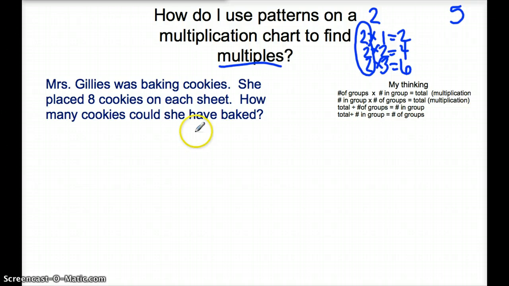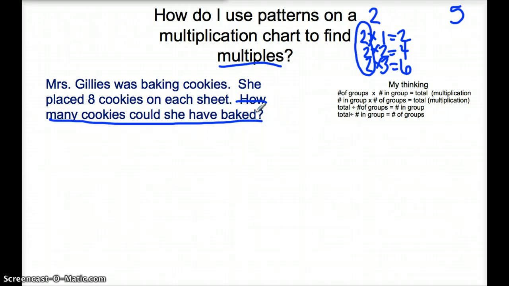Okay, the who in this problem is Mrs. Gillis. And what is she doing? She's baking cookies. And I can get that picture in my head. I can see that she's putting 8 cookies on a sheet. And it wants to know how many she baked. Okay, so now my next step is to think about the question. How many cookies could she have baked?